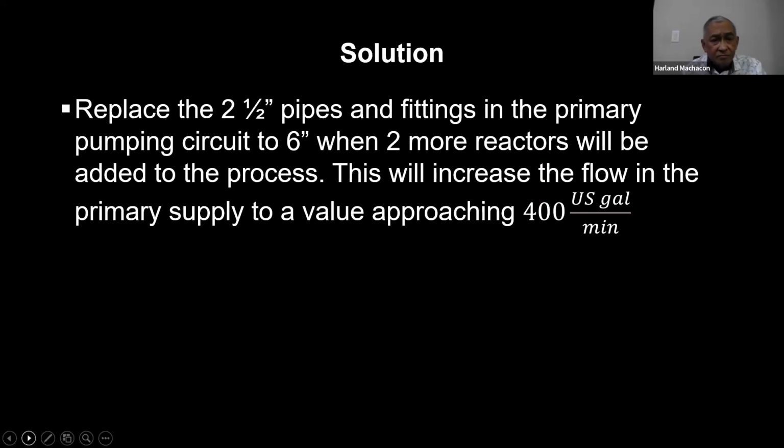So, solution. Our solution is to replace the run of 2.5-inch pipes and fittings in the primary pumping circuit to 6-inch diameter when a few more reactors, maybe 2, will be added to the process if you have an industrial or plant expansion. This will increase the flow in the primary supply to a value approaching 400 US gallons per minute.